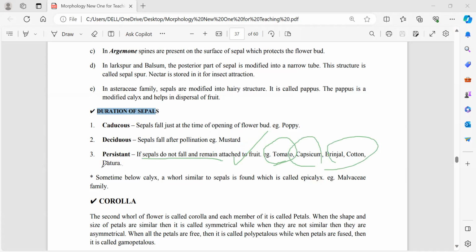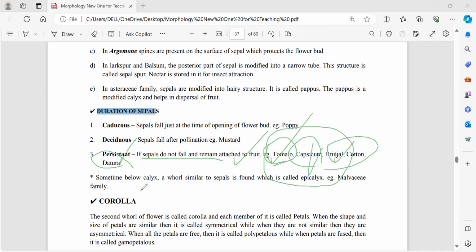Datura. ये जो ब्रिंजल में, जब आप बैंगन को तैयार करते हैं for cooking, हम उसका जो फ्लावर का पेडिसल होता है उसको काटते हैं, but at the top there is calyx attached to the fruit. इसी तरह टोमेटो में भी होता है, कैप्सिकम में भी होता है. So in members of Solanaceae, this persistent sepal is an important character.